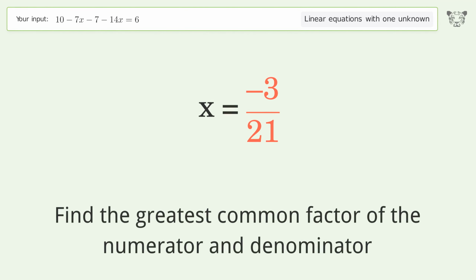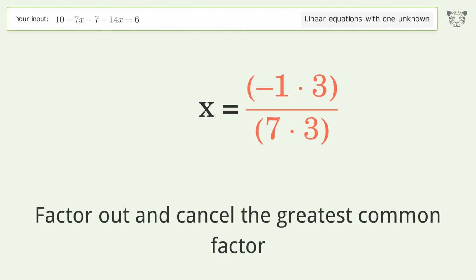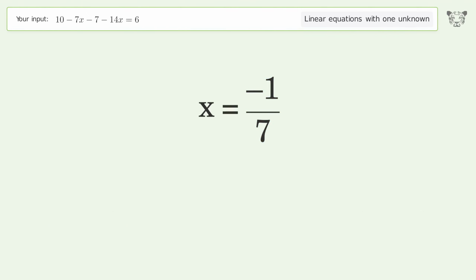Find the greatest common factor of the numerator and denominator. Factor out and cancel the greatest common factor. And so the final result is x equals -1/7.